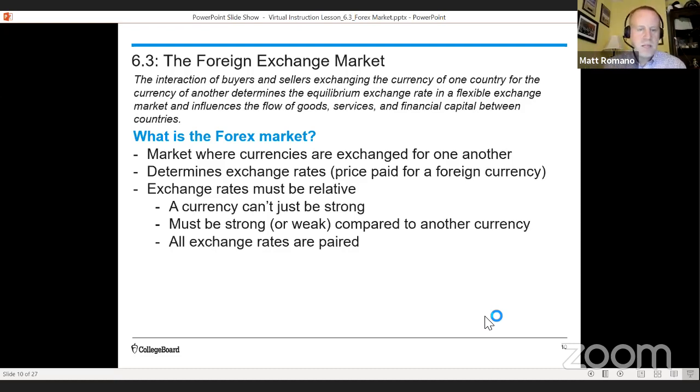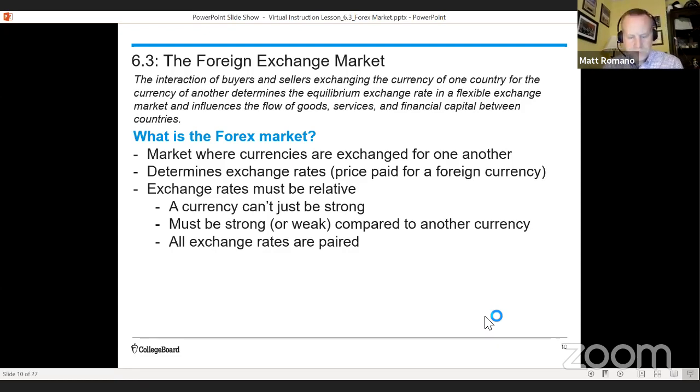It's something you've got to keep in mind when you go back and check your work after drawing these types of graphs. In some cases, we may just draw the market for one particular currency, and that's okay, if that's what's being analyzed. But even then, we're going to make a reference to a second currency so that we can, again, understand that exchange rates are paired, and any value is a relative value compared to a separate currency.